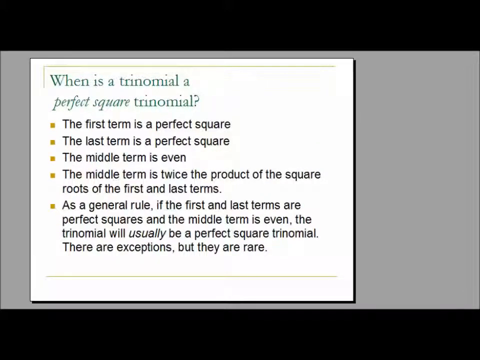When is a trinomial a perfect square trinomial? When the first term is a perfect square, the last term is a perfect square, the middle term is even, and the middle term is twice the product of the square roots of the first and last terms. As a general rule, if the first and last terms are perfect squares and the middle term is even, the trinomial will usually be a perfect square trinomial. There are exceptions, but they are rare.